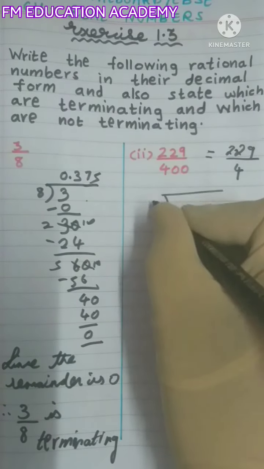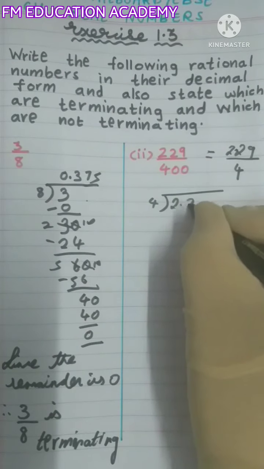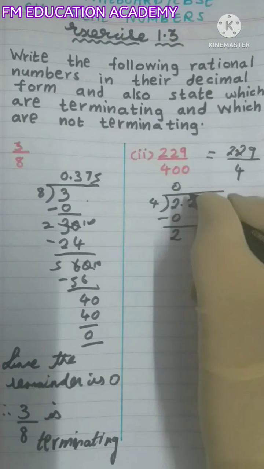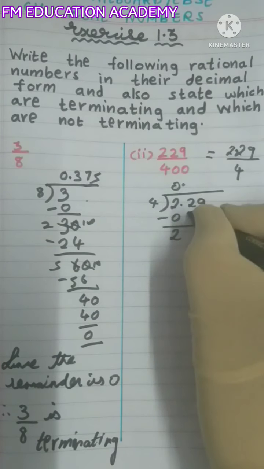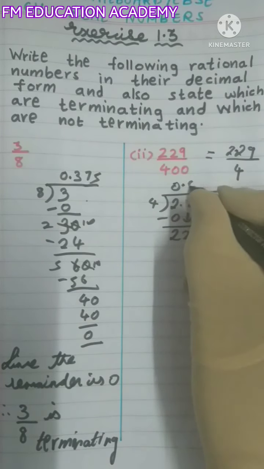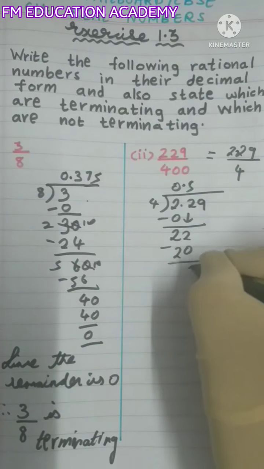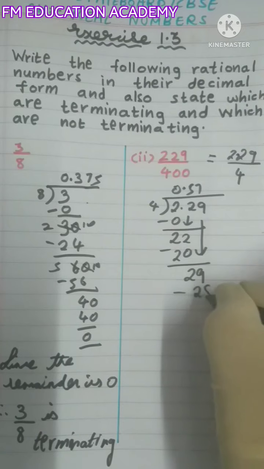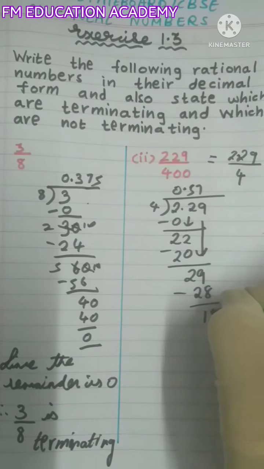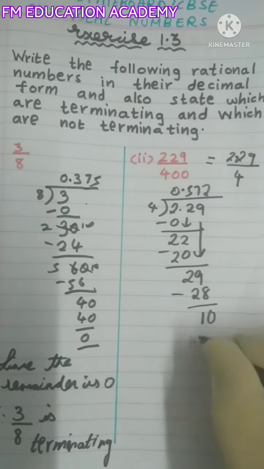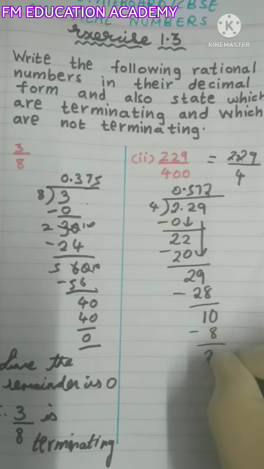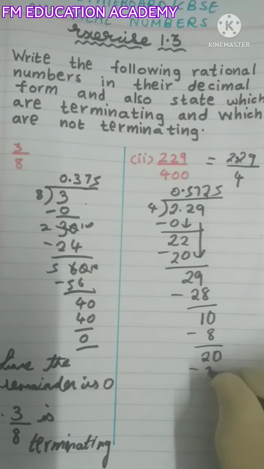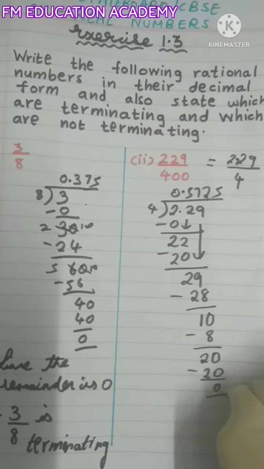Now divide this. 4 will be outside, 2.29 will be inside. 4 zeros are 0, 2 minus 0 is 2. Here you have the point, take this 2 down, 4 5s are 20, 2 minus 0 is 2, take 9 down, 4 7s are 28, 9 minus 8 is 1, take a 0, 4 2s are 8, 10 minus 8 is 2, take a 0, 4 5s are 20. So now we got the remainder as 0.